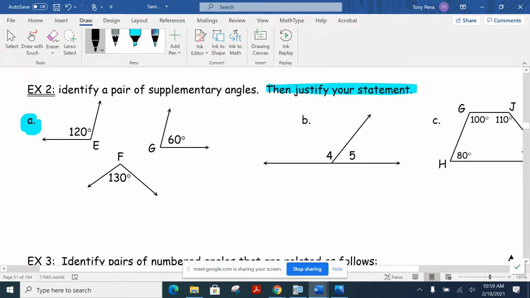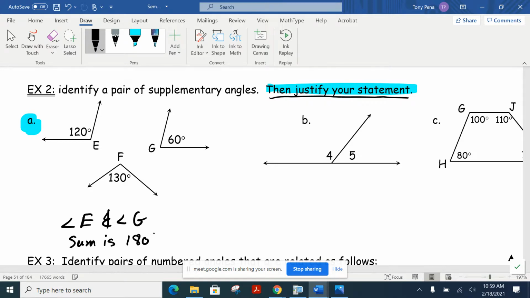All right, and Jacob, what two angles do you have? Good. Angle E and angle G, he said. In terms of the justification for this, I'm sure we all got that. The reason we know that is the sum is 180 degrees. That's an easy justification.